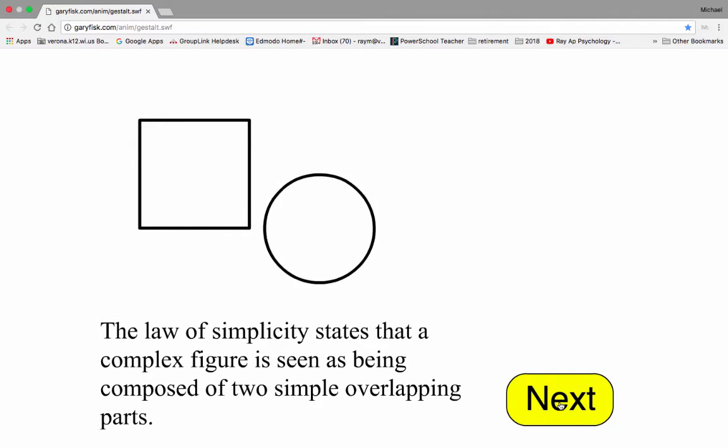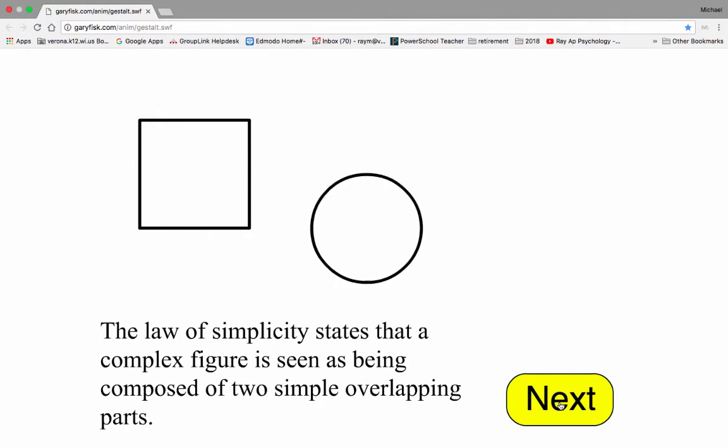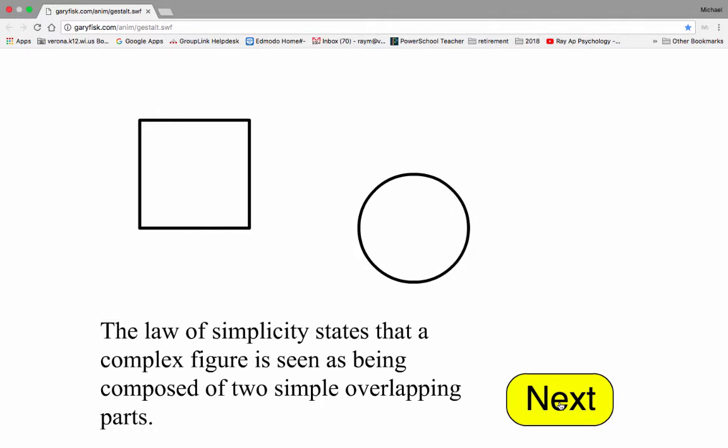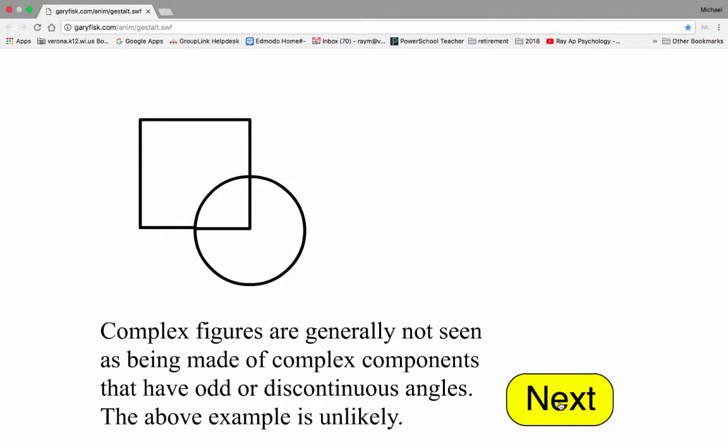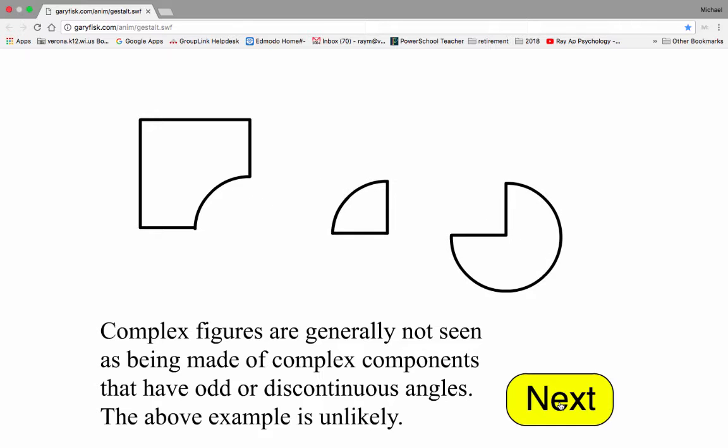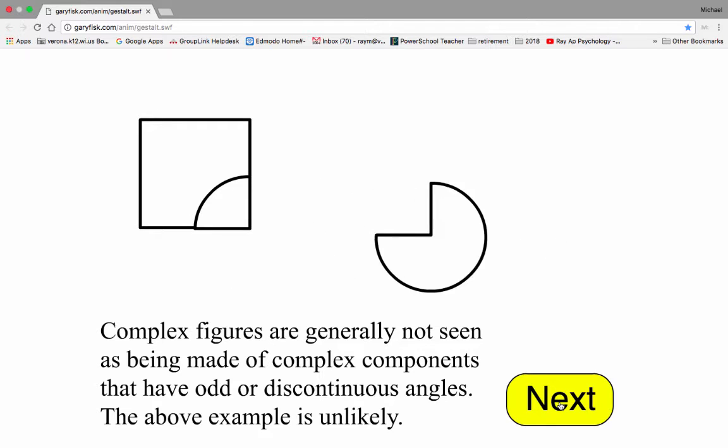And the law of simplicity, or the law of pragnanz, shows us that we probably see two separate images here, a square or a block and a circle, and not something like this, which would be a more complex image. So the law of pragnanz is at work here. Law of simplicity showing that we tend to group things in their simplest fashion.